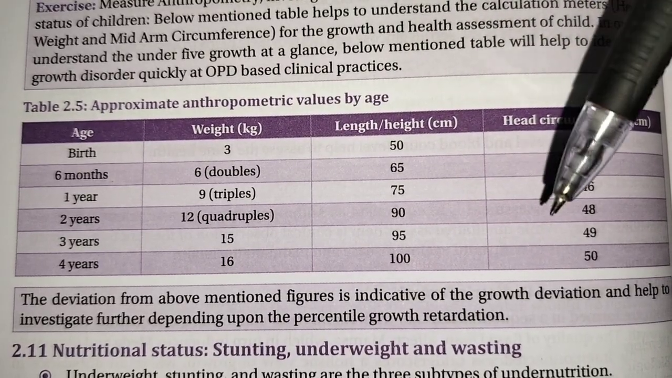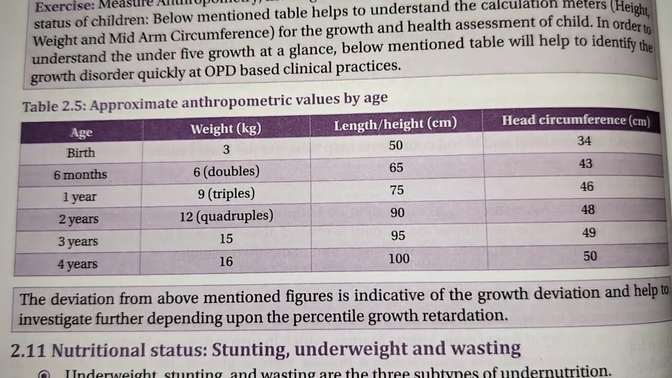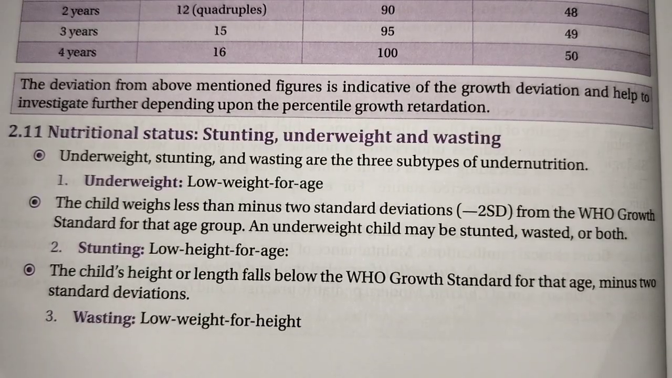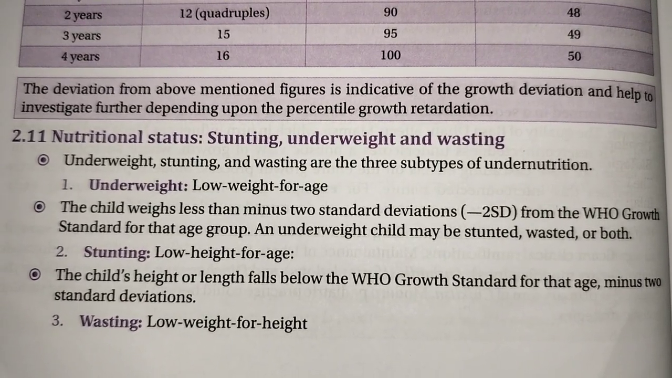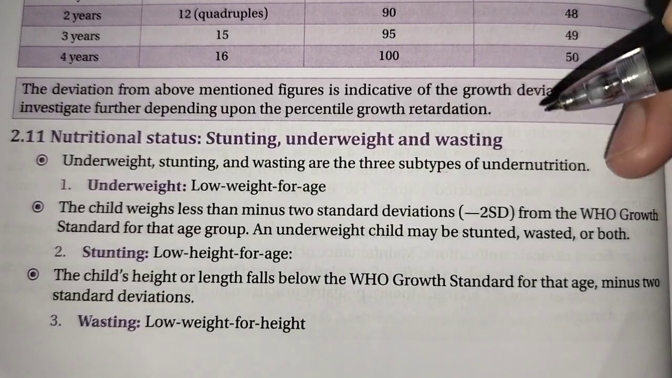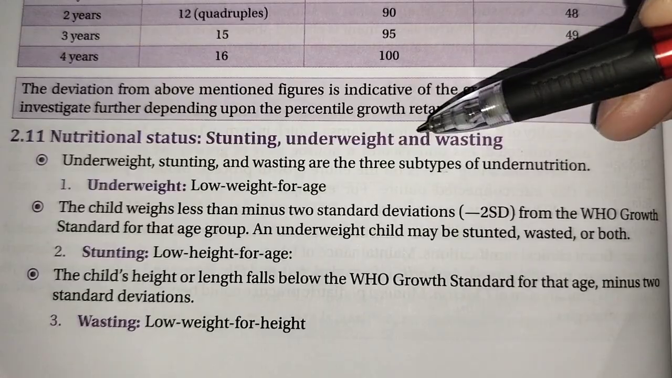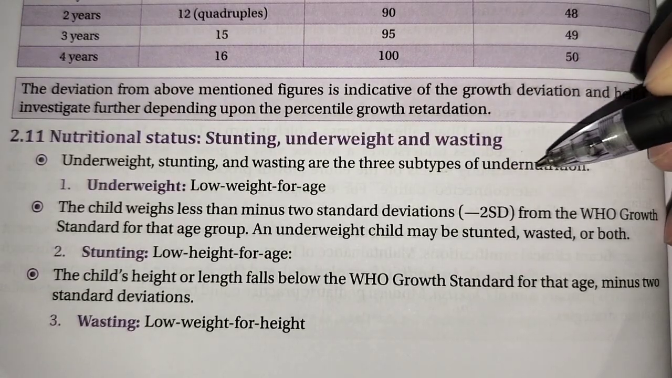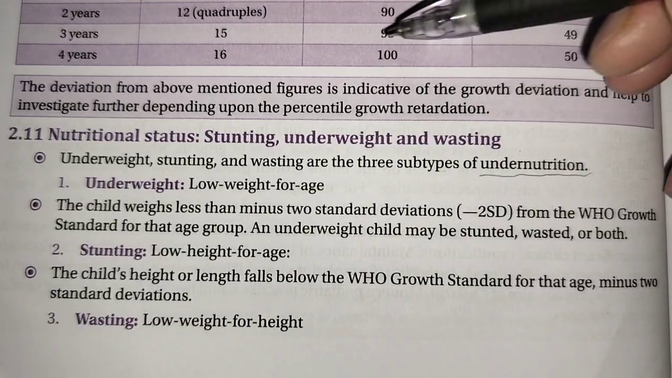Next we will discuss the nutritional statuses like stunting, underweight and wasting, right? We will see that. First of all, these points are subtypes of undernutrition. If the baby or anyone is suffering from stunting, underweight or wasting, it is considered as undernutrition, correct? What is underweight?